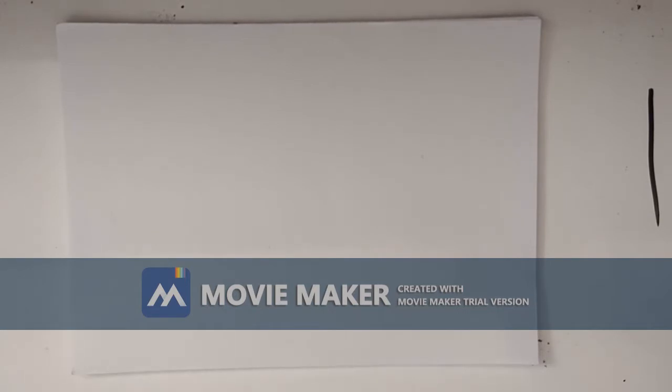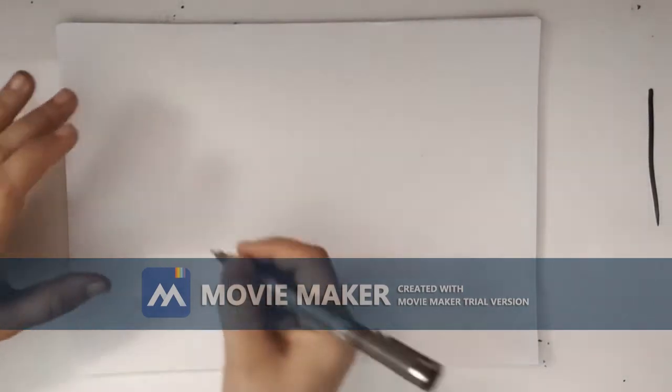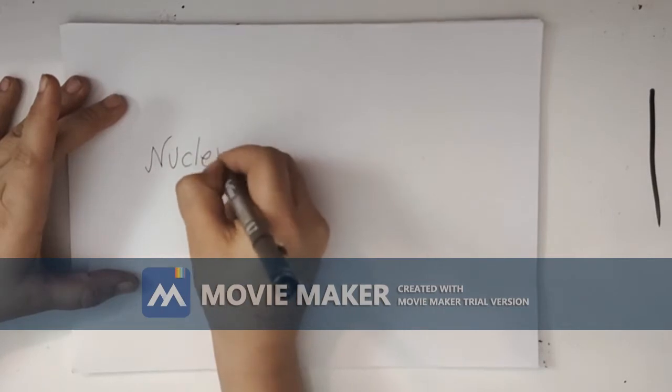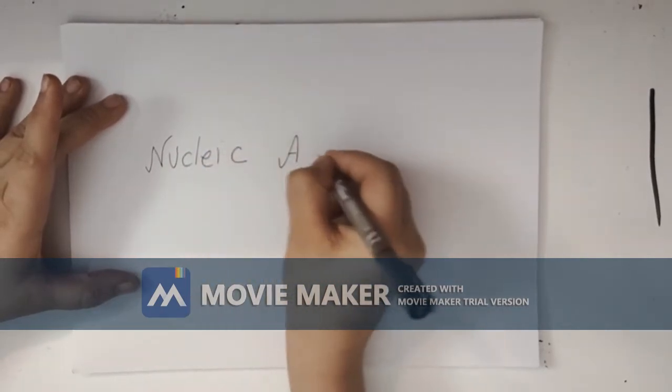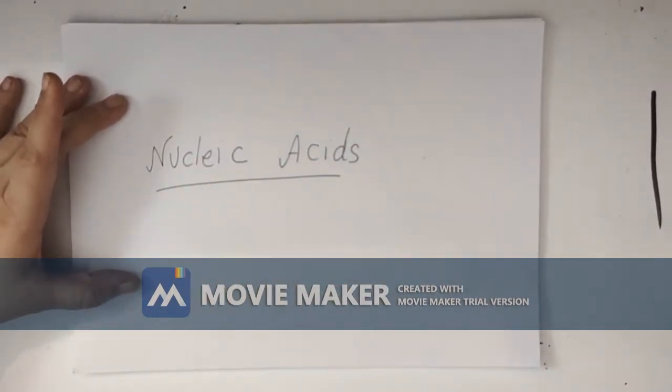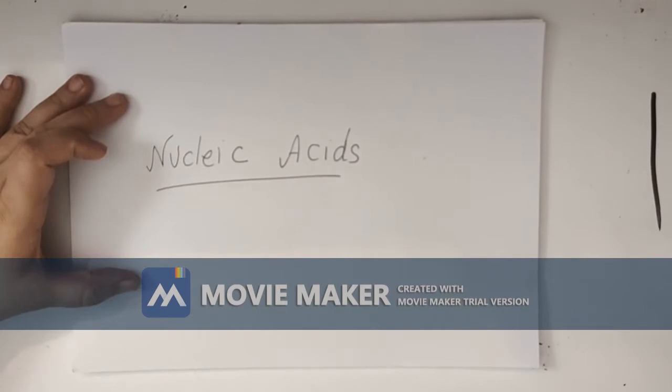So today I want to talk about the nucleic acids, and so the nucleic acids are another group of biological molecules. Nucleic acids are another type of the biological molecules and are made of the nucleotides. So nucleic acids are made of the nucleotides.